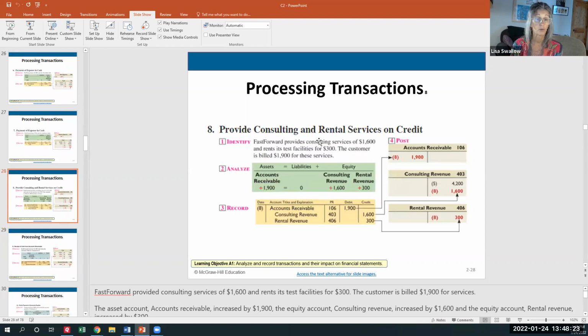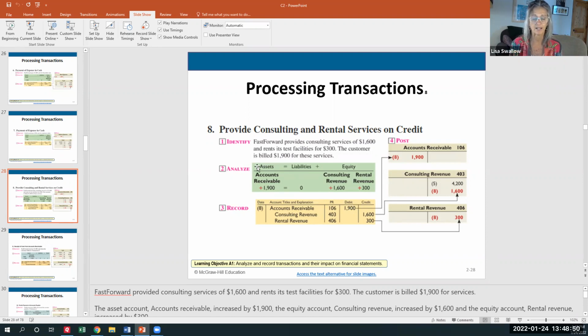Now, I do some more work for my clients. I provide consulting services of $1,600, and I rent out some of my spare space for $300. Okay, so that's great. So what do I debit? And it's all being billed. They're not paying me any cash.